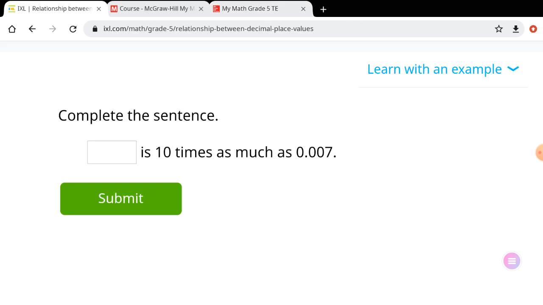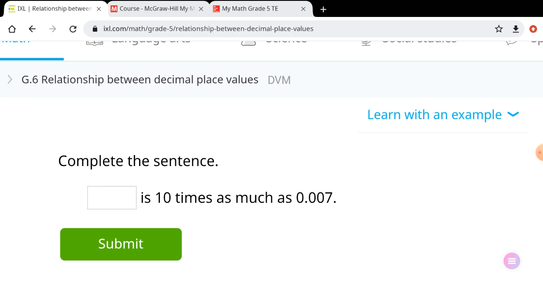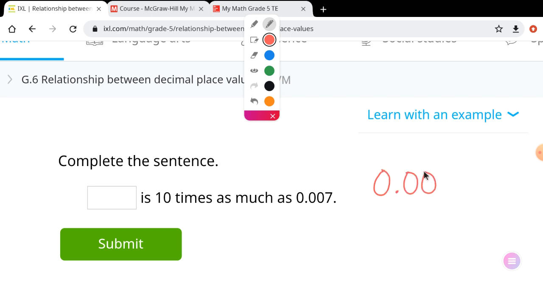So these numbers look different. It says complete the sentence. Blank is 10 times as much as 0.007. Our work is going to look very similar. It's just going to be slightly different. So for our work, I want you to copy down the number given. Now, remember, the first thing given is our starting point.